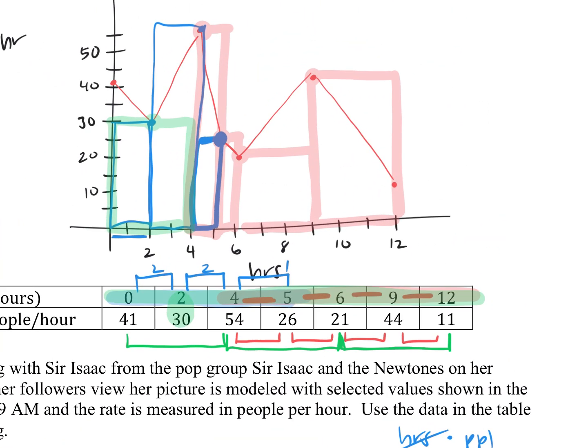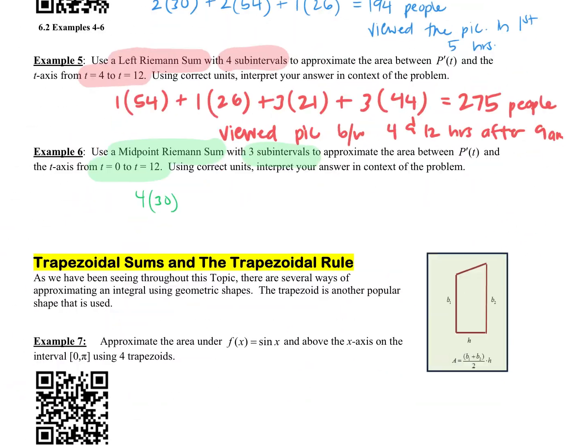The next rectangle is from 4 to 6. With my midpoint at 5, I would draw my rectangle. Sorry, it's kind of confusing because they're all overlaying on each other here, but my midpoint rectangle would look like that. I'm choosing the y value at 5, so my height there is 26. The width from 4 to 6 is 2, so my rectangle area for this one would be 2 times 26.